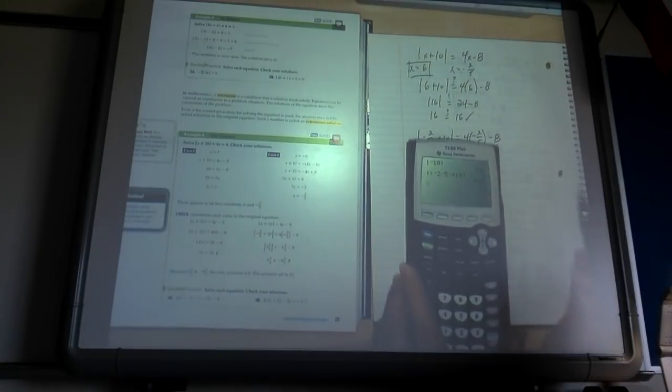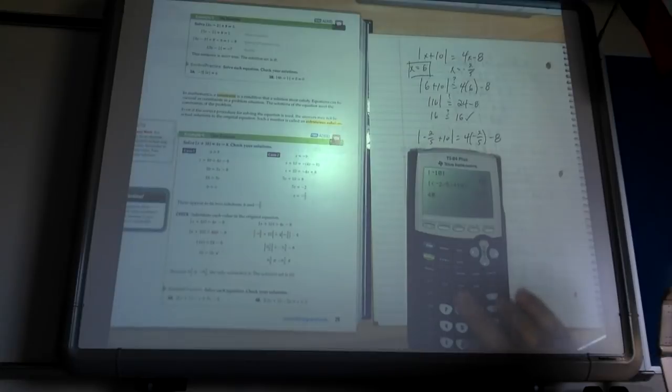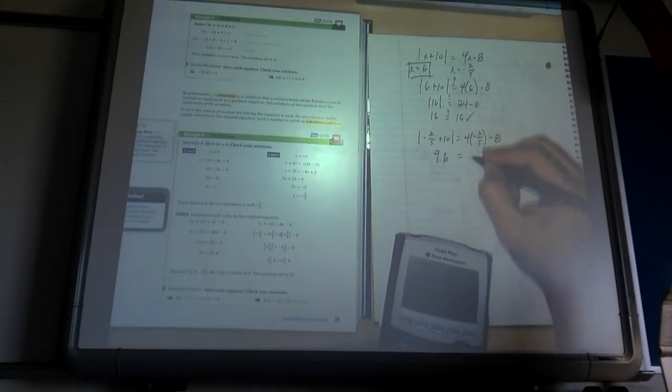We can do the same thing on this side. So we're going to go 4 times. Remember, I don't have to put the times sign in. If it's touched a parenthesis, it is times. We need that parenthesis for the fraction anyways. So 4 times negative 2/5 minus 8. Look what I get. Negative 9.6.